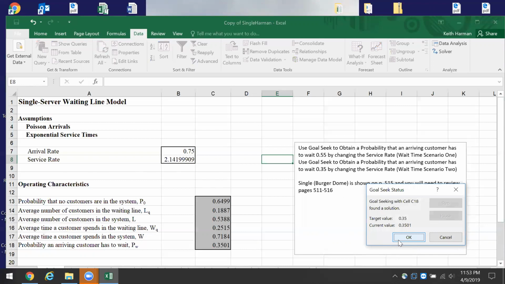Now, this is common sense. This is very intuitive. You say, okay, the faster I serve people, the lower the probability that they'll have to wait. Makes sense to me. And again, we've used management science to look at probability theory, use a Poisson to set up all of our values, and away we go. So we had 2 scenarios. We wanted to get the probability to 0.55, and then the second scenario was we wanted to get it down to 0.35. And we've done that.